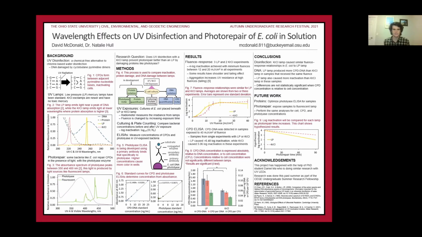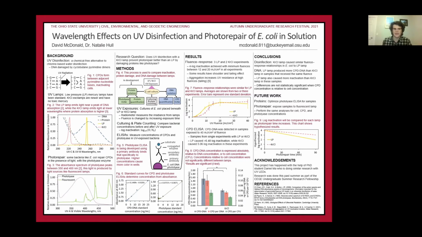A CPD ELISA was run on samples from one of the fluence response experiments done with each lamp. Figure 8 shows the CPD DNA concentration from the samples, which received 40 millijoules per square centimeter of fluence. The results are reported as absolute CPD DNA concentration, CPD relative to DNA, and CPD relative to cell concentration as CFU. This is because the samples tested had similar but not equal amounts of DNA in cells.